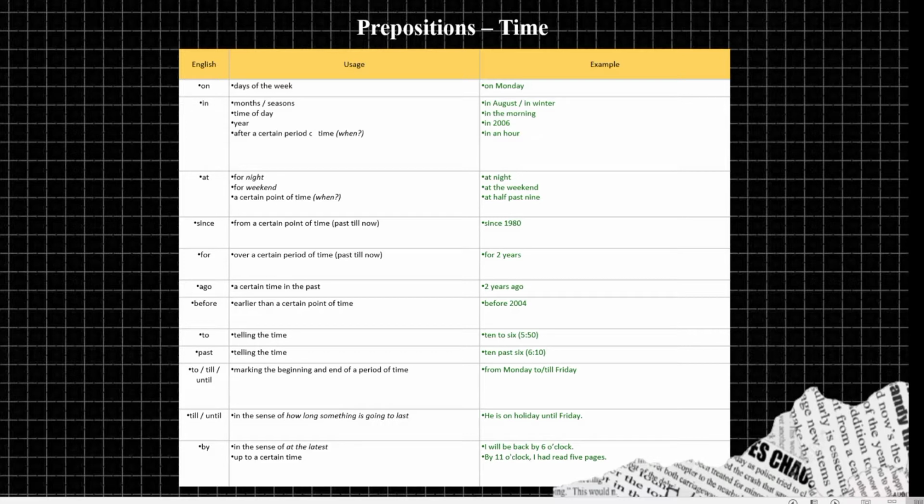In, use for month or season, time of day, year, after a certain period. Example, in August, in winter, in the morning, in 2006, in an hour. At, use at with the time of day, also use at with noon, night, and midnight. Example, at night, at the weekend, at 9:30.